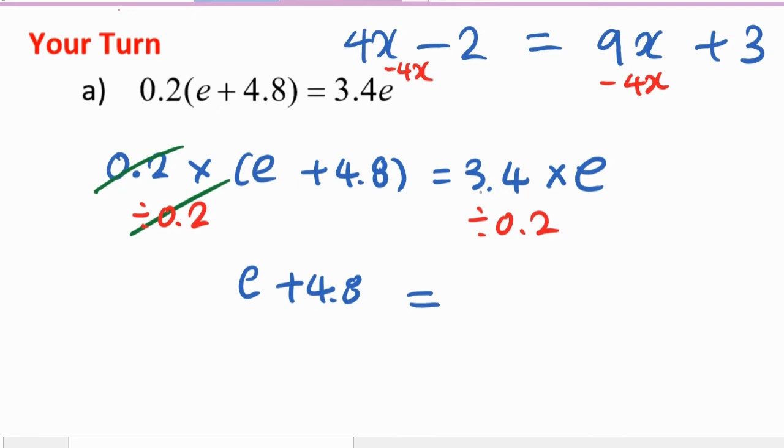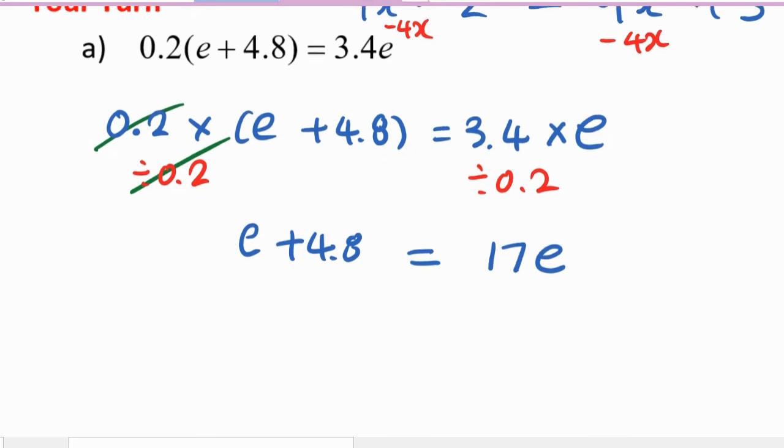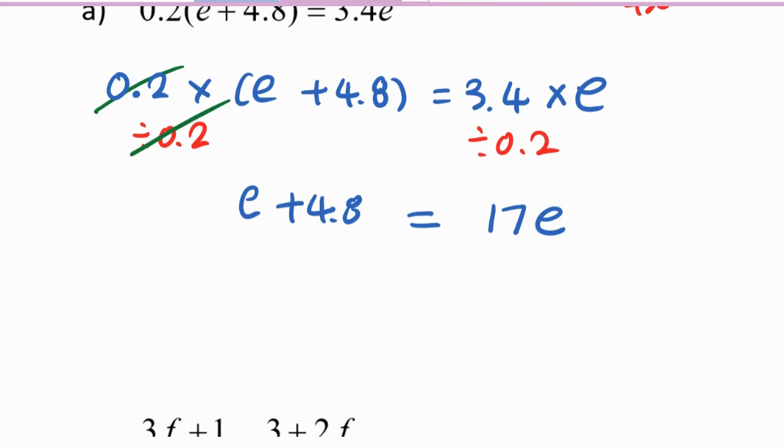And here, 3.4 divided by 0.2. Use your calculator to find the answer, and that is 17E. Right, E plus 4.8 equals 17E. Now you have to collect E's by removing E from both sides.